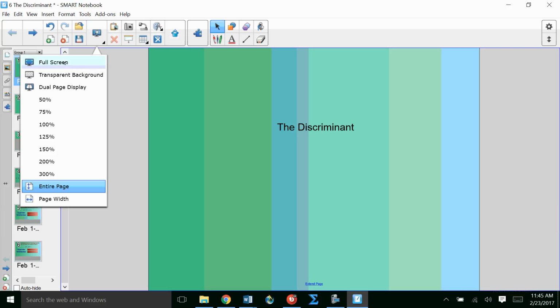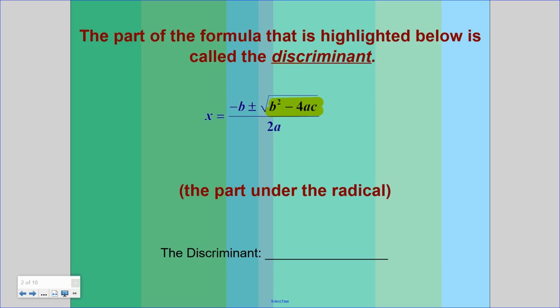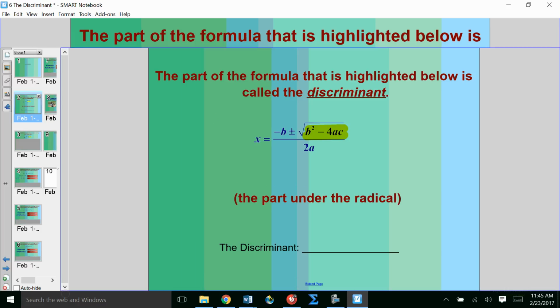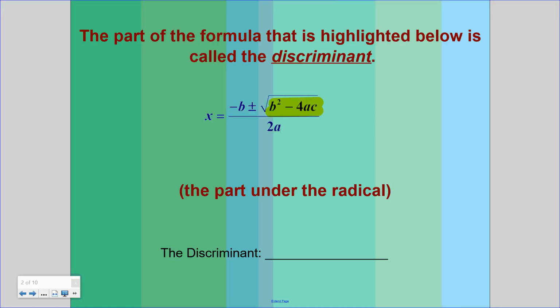In this lesson, we're going to look at how the discriminant can tell us certain things about the solutions to quadratic equations. Firstly, the discriminant is the part of the formula that is under the radical in your quadratic formula equation. Our discriminant is just b squared minus 4ac.